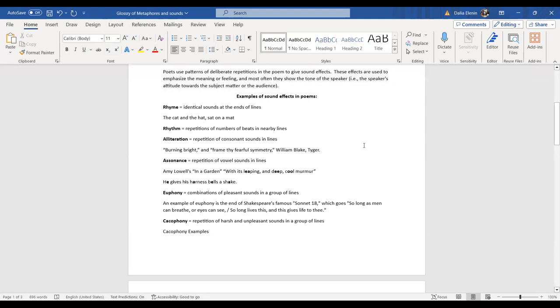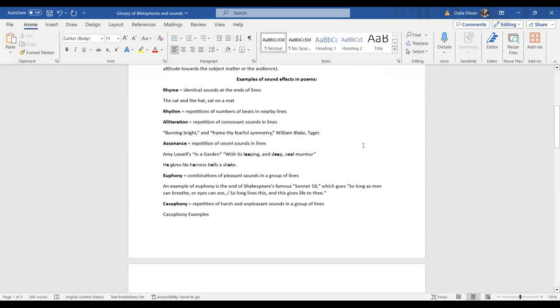Now, if the poet is happy, you will see words like giggling and the sound of splashing water. With this kind of thing, you could feel the tone of the poet. Now, let's look at some examples of sound effects in poems.